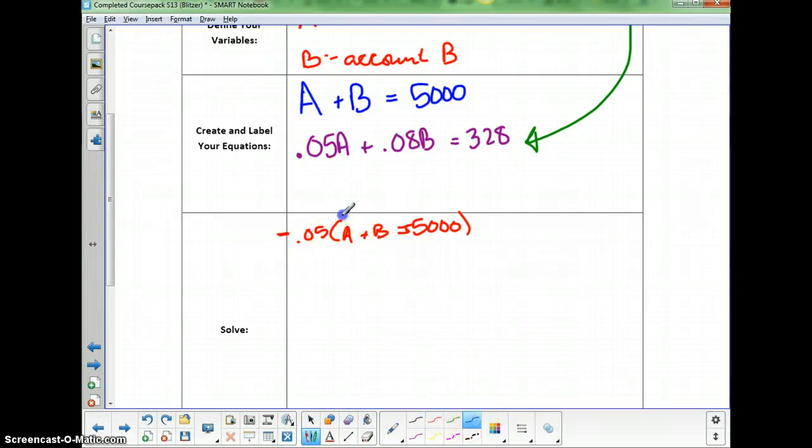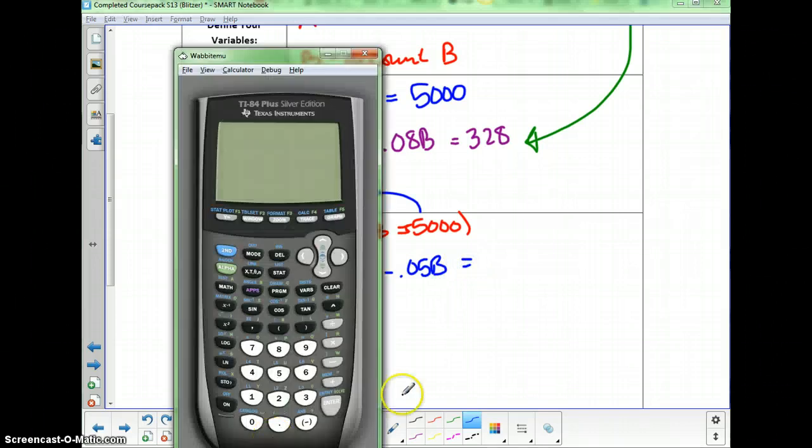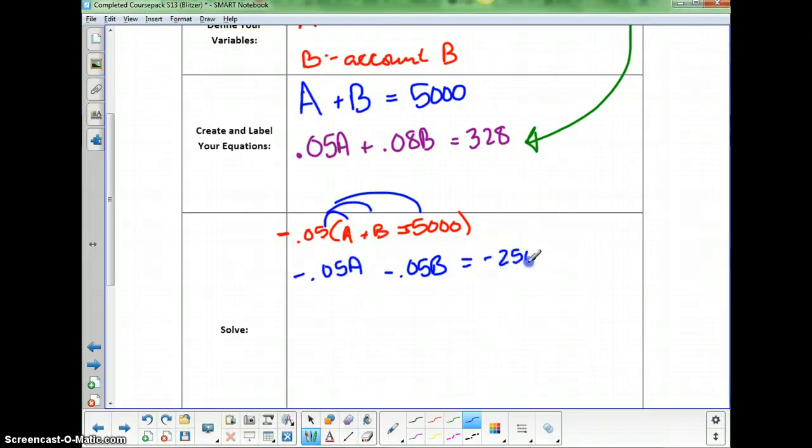Okay, let's use the distributive property and simplify. This is negative 0.05A minus 0.05B equals, and then we've got 5,000 times 0.05 for a negative 250. And then our other equation we're just going to copy down: 0.05A plus 0.08B equals 328. And we're going to add these up.